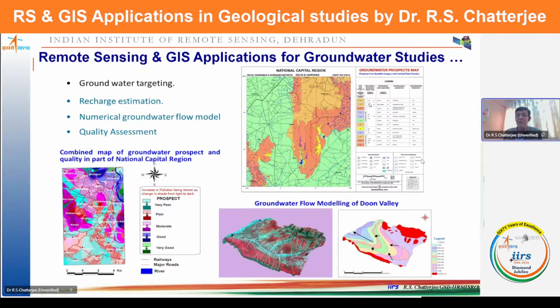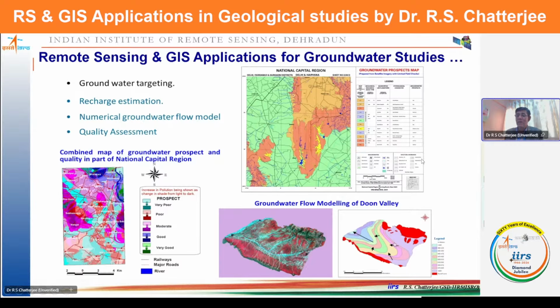Here you can see the groundwater prospect map of the National Capital Region, 1:50,000 scale. And here you see this is by our students. They have produced this kind of products. See groundwater prospect and groundwater quality combined together for the Delhi region. So you can understand both. You can get both the information, whether groundwater availability is high and what is the quality of the groundwater. Then here groundwater flow modeling you can do in the Doon Valley.